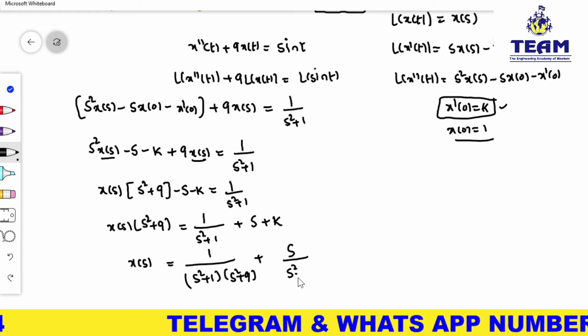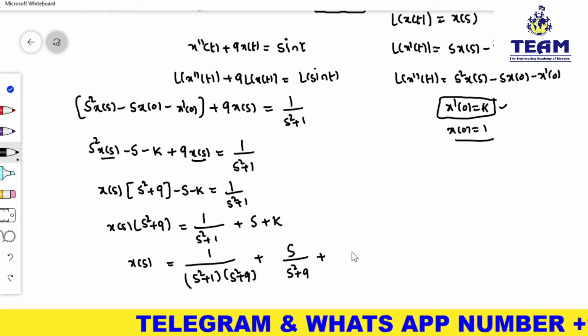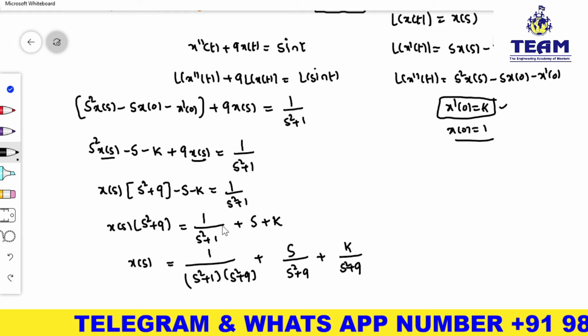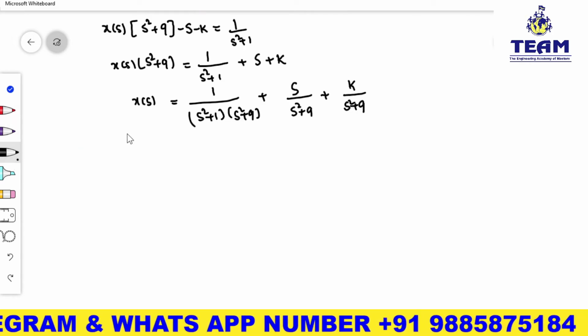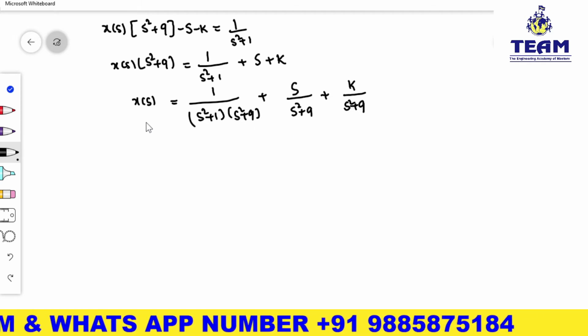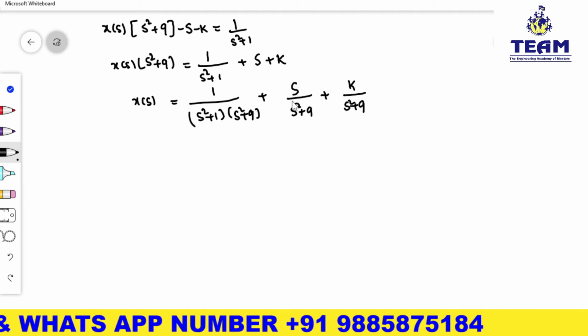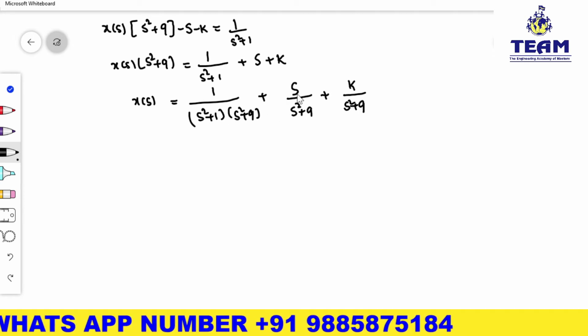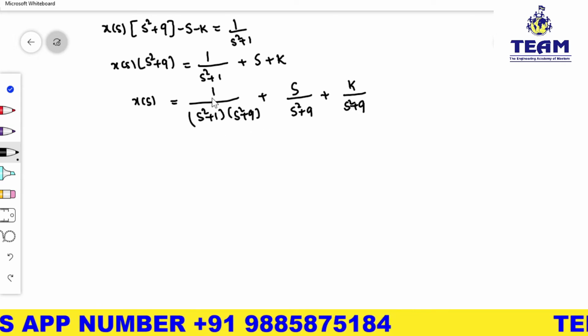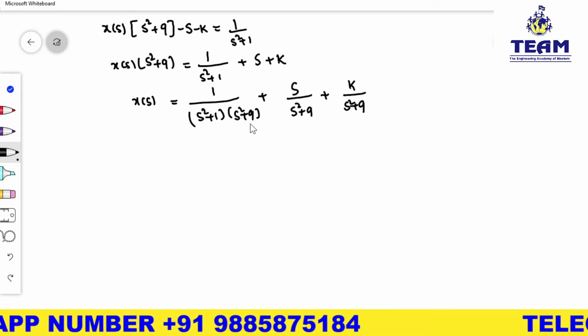So s by s square plus 9 plus k is a constant. You can write k by s square plus 9. Okay, friends, now what we have to do is apply the inverse Laplace transform on both sides. But you know only a few formulas: s by s square plus a square, and 1 by s square plus a square. But here you have s square plus a square, s square plus b square.